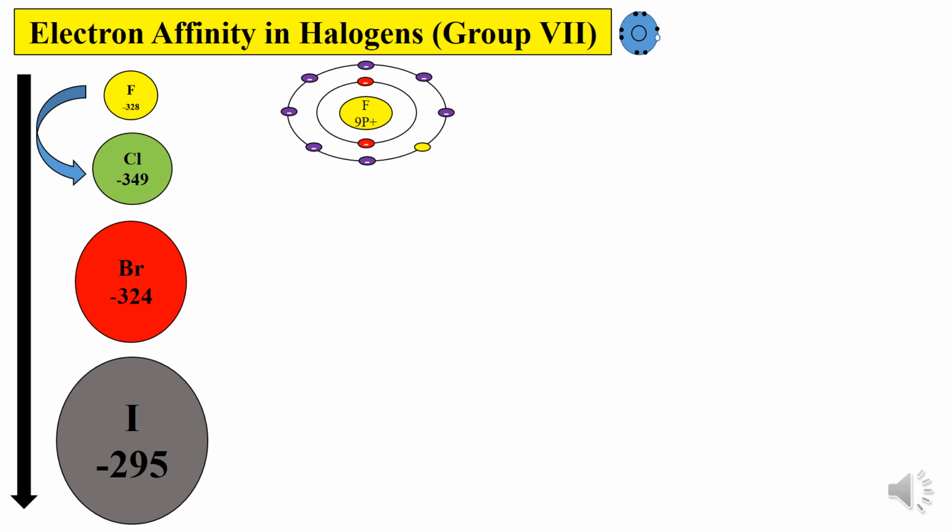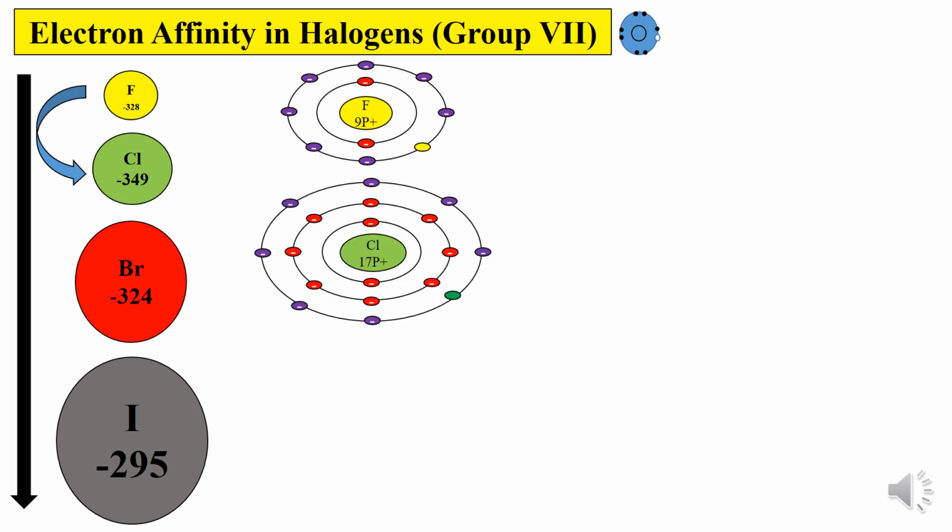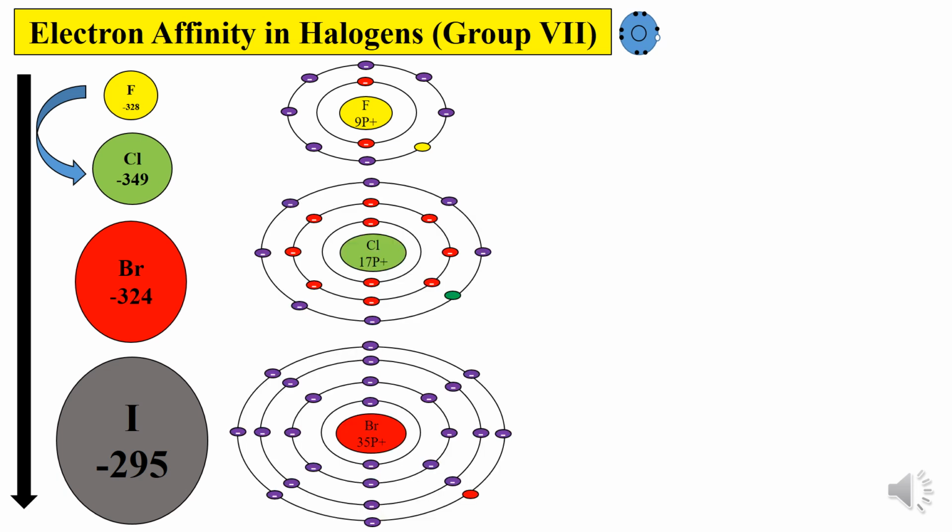Why is that? Let's find out. Fluorine has 2 shells, chlorine has 3 shells, bromine has 4 shells, and so on and so forth. So we're not bothered about the other elements down the group. Let's focus our attention only on fluorine and chlorine because these two show anomalous or exceptional behavior.